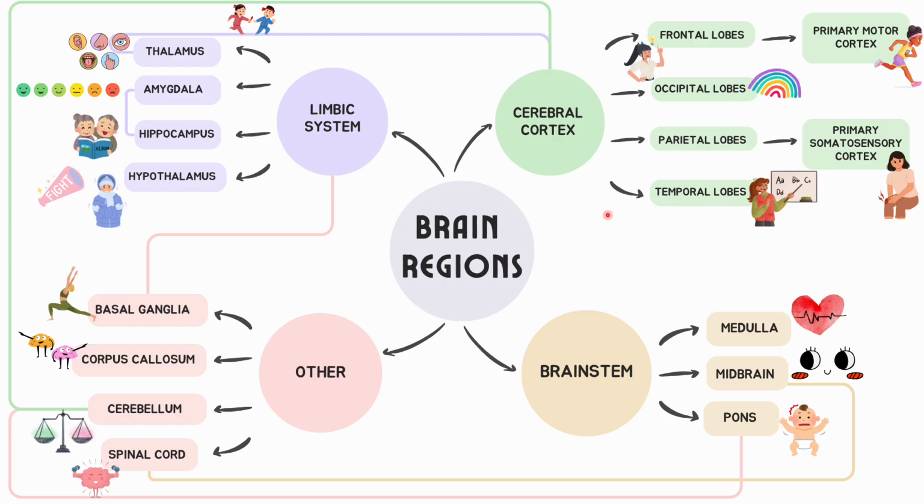Next, we can look across to our left and see the limbic system. The thalamus is the relay station for sending sensory information to the cerebral cortex to be processed by the primary motor cortex. This can be visualized by the relay team running the baton toward the cerebral cortex.